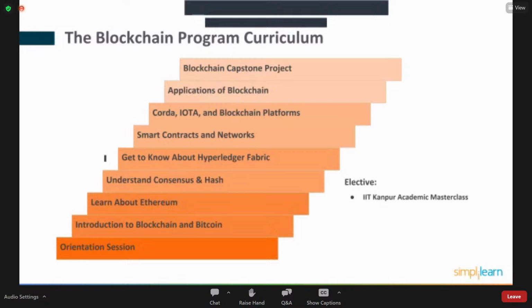And along the way, you can take the elective master classes from IIT Kanpur instructors and faculty that talk about different topics of blockchain. These are at no additional cost in the program, so those are really valuable.